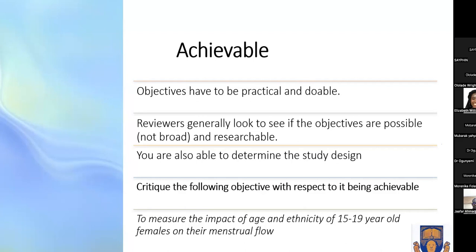But if this person is going to do the study in Nigeria, this is an unachievable objective, because in Nigeria, we have over 350 ethnic groups. And therefore, it is impossible for you to measure the impact of age and ethnicity of 15 to 19-year-old females on their menstrual flow in Nigeria. It might be possible if you're going to do it in other places where there are just one or two ethnic divides, like whites and blacks, or whites, blacks and Hispanics. But if you're doing the study in Nigeria, you can't achieve this. This is an undoable thing, or it's going to take you 25 years to finish this kind of study.